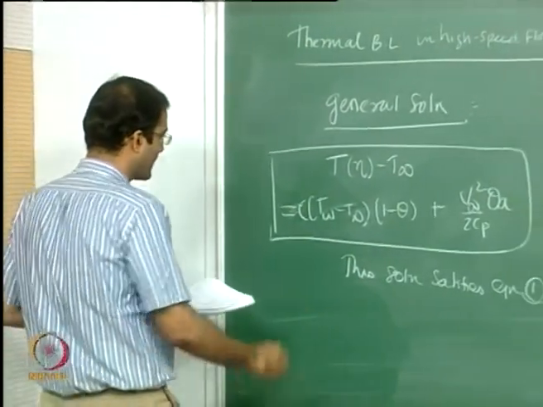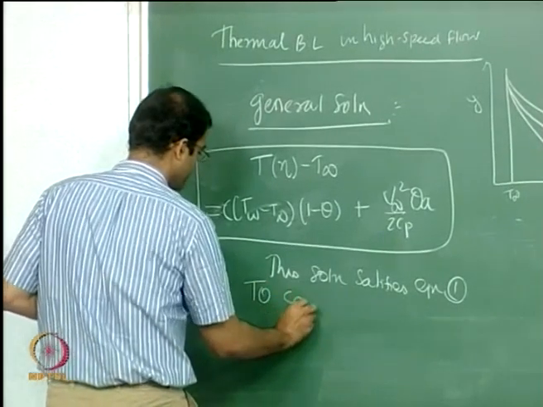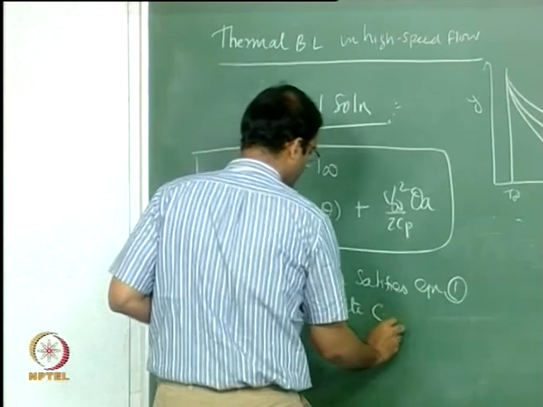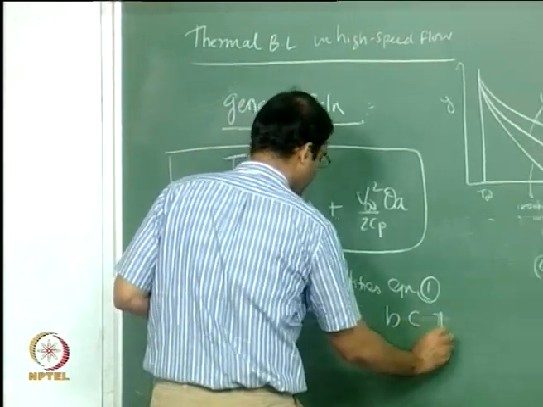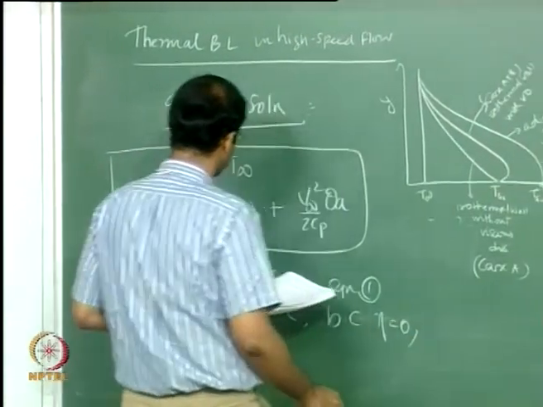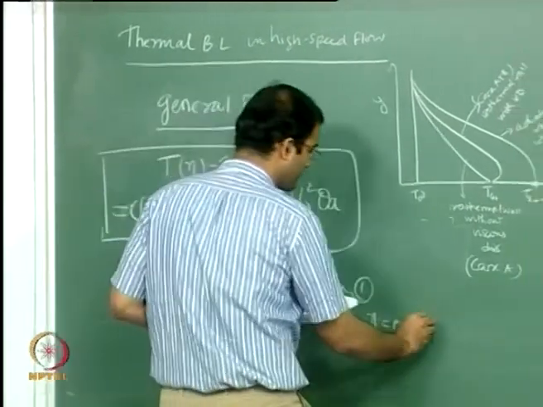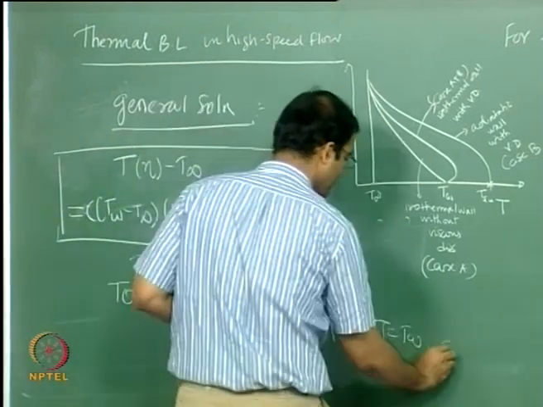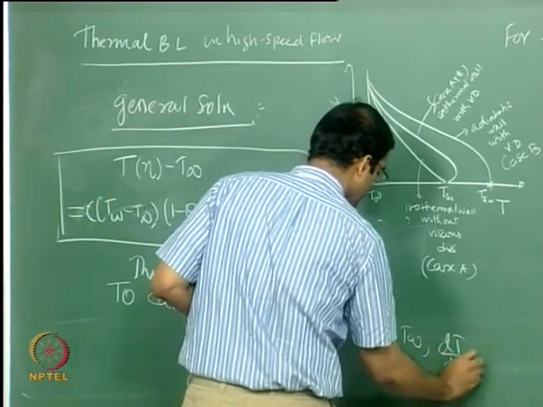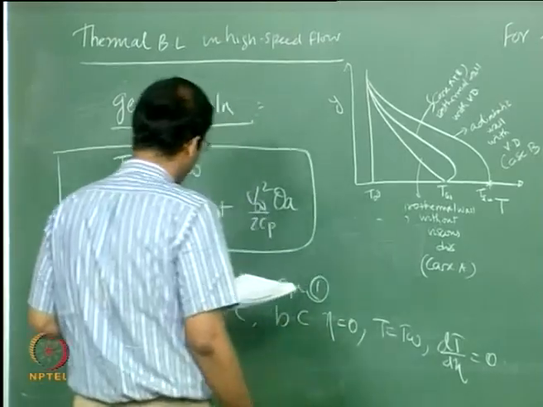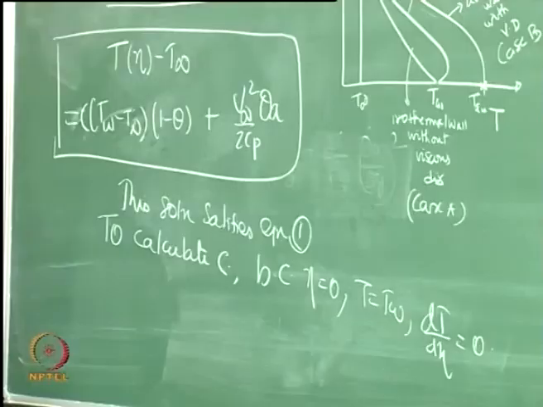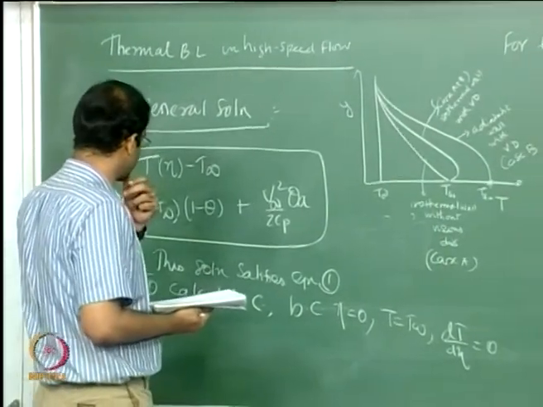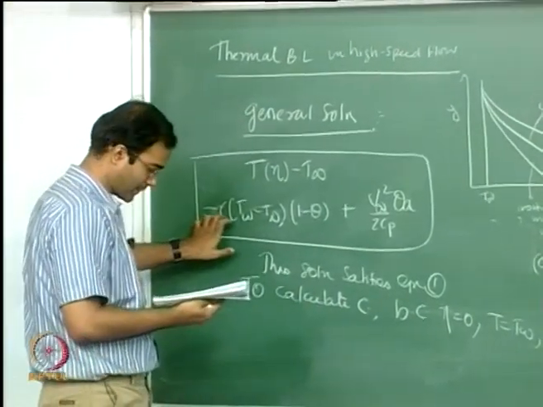So to calculate C, the BC should be at eta equal to 0. For the solution which involves theta, T wall should be T infinity, and for the solution which involves theta A, dT by d eta should be equal to 0. Okay, so if you substitute this boundary condition, tell me what will be the expression for C?